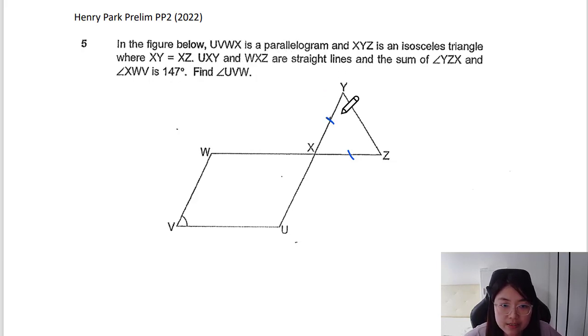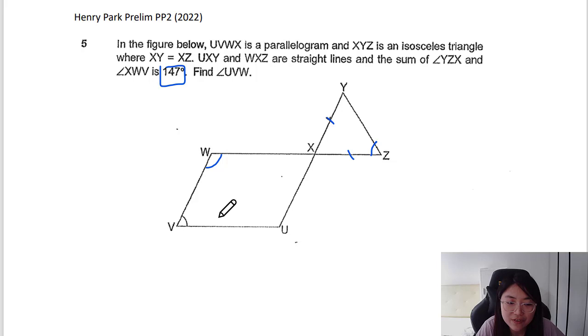UXY and WXZ are straight lines. The sum of YZX and XWV is 147. So over here and over here, these pair of blue angles add up to 147. Then the question asks for UVW.